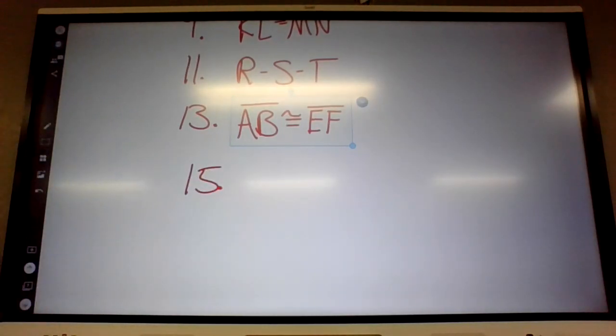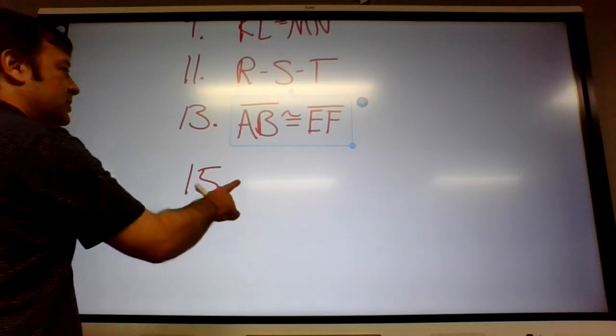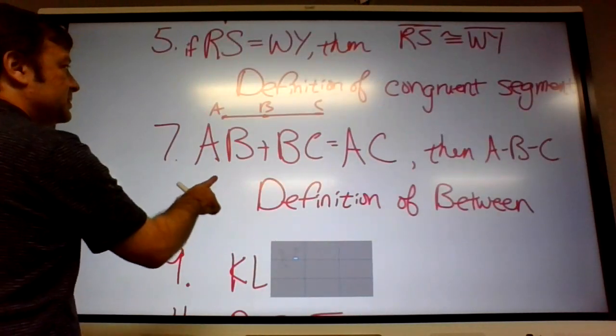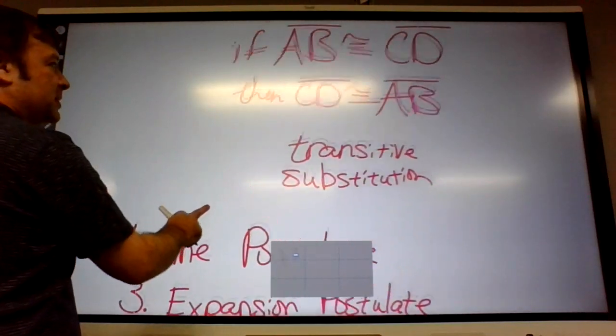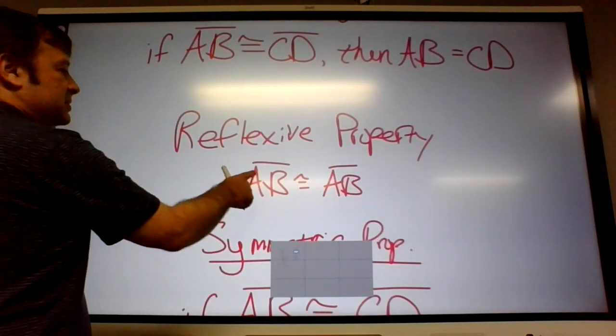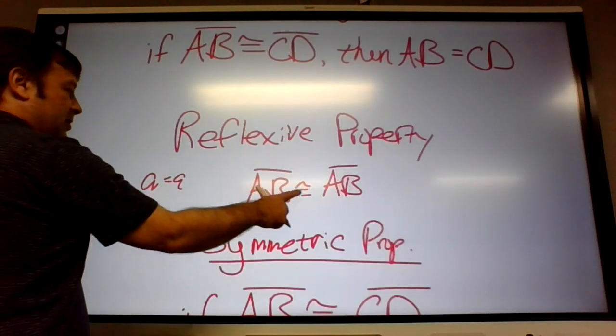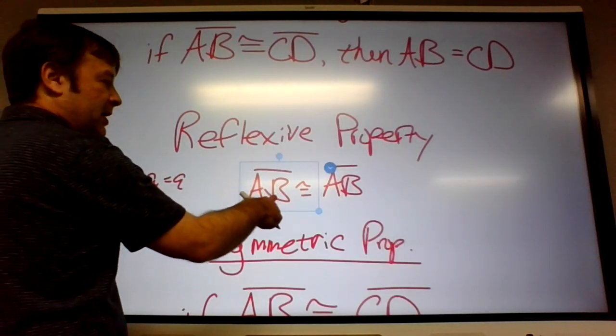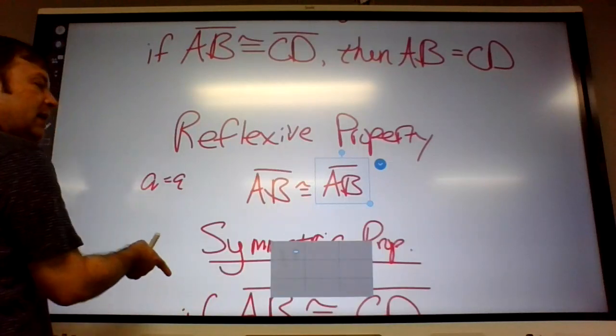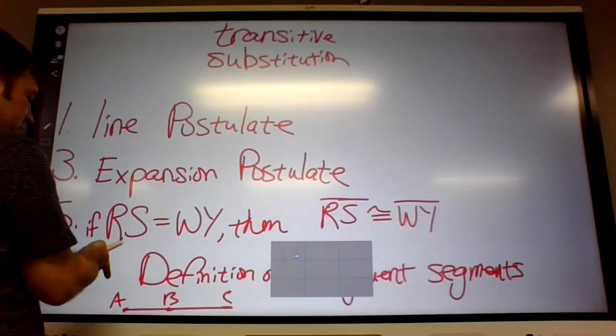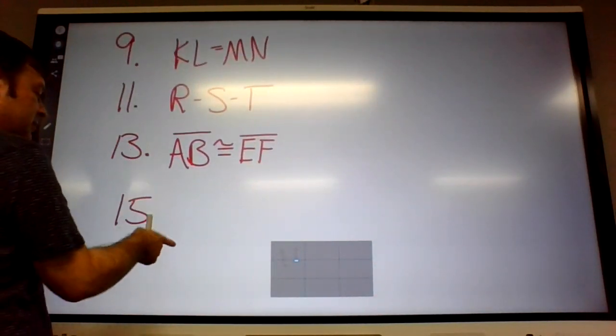All right, 15. It says use segments AB, CD, EF to illustrate the property. So the reflexive property. Do you guys remember what I said the reflexive property was? Way back at the beginning, it's just something is equal to itself, like A equals A. So on congruent segments, it's going to look like this. Segment AB is congruent to segment AB. Something equals itself, or something is congruent to itself.